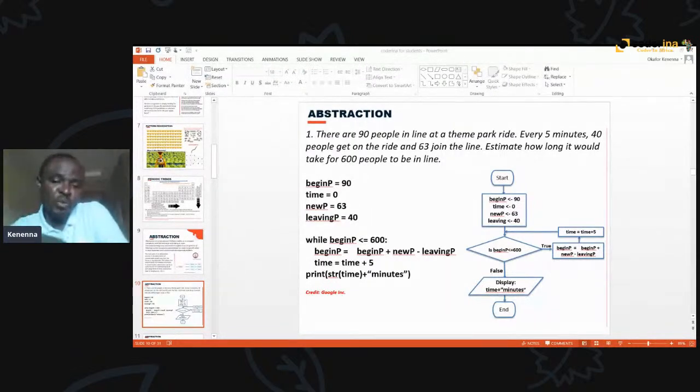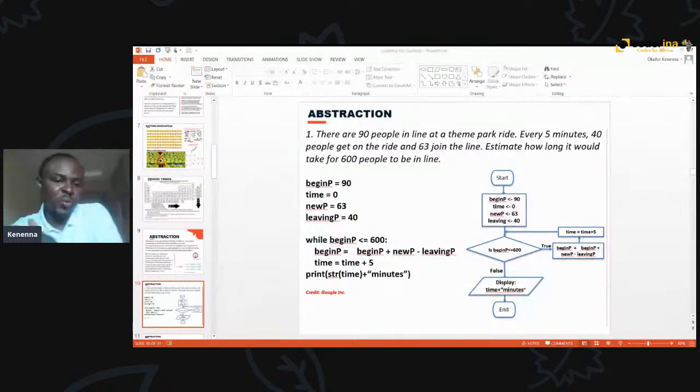So there has to be a way. Any looping must have a way of making the condition not valid, false. So I achieve that by adding to my time. All right, so then I have something called a flow chart.